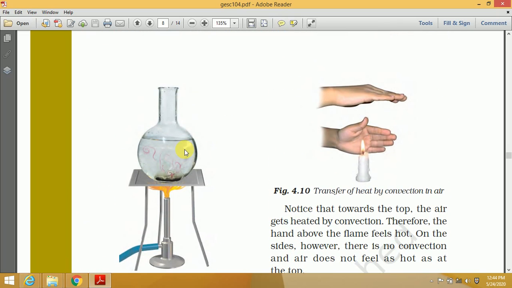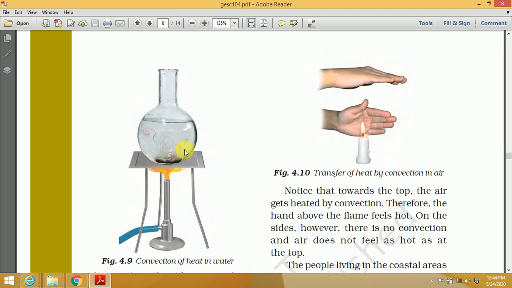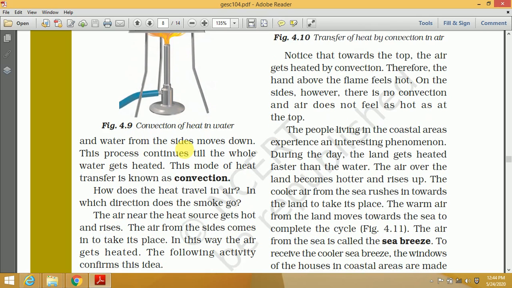So this is the activity you can do and you can feel. Notice that towards the top the air gets heated by convection, therefore the hand above the flame feels hot. On the other hand, on the other side of the flame, there is no convection and the air does not feel as hot as at the top.